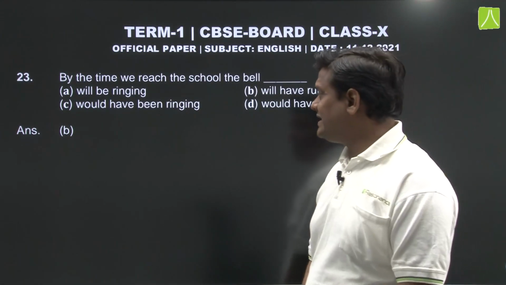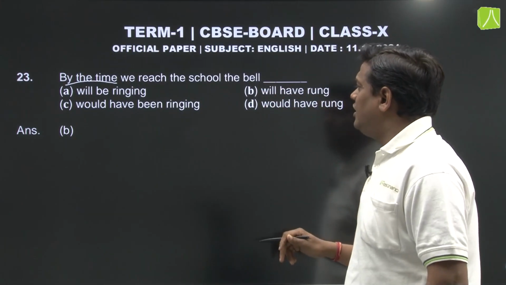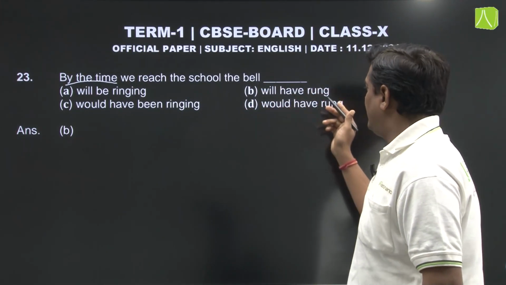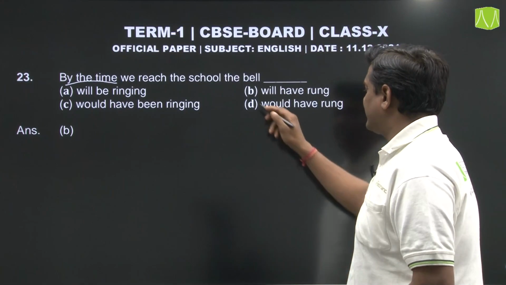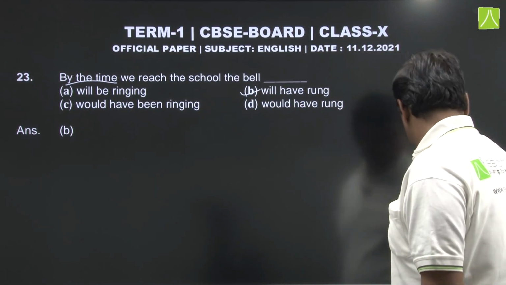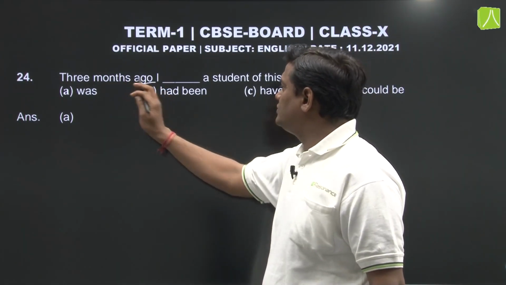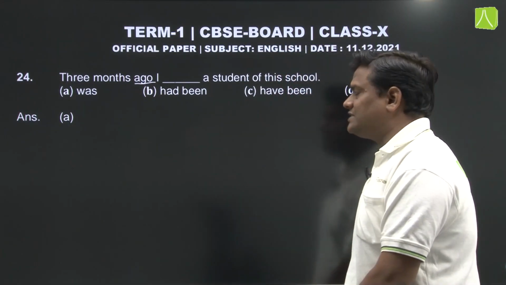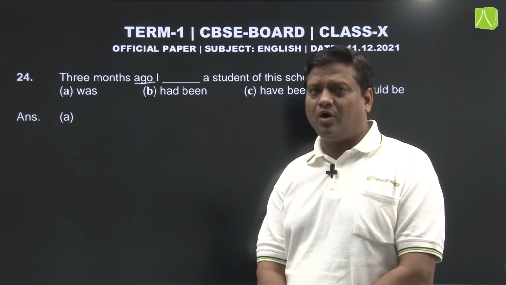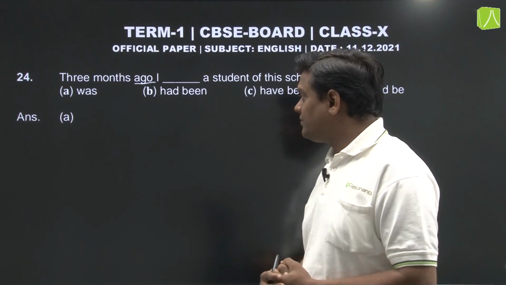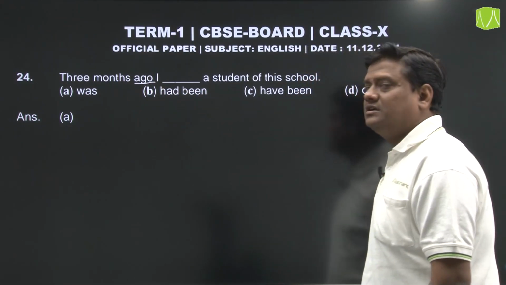Now question number 23. By the time we reach the school, the bell would have will be ringing, will have rung, would have been ringing, would have rung. So it is about future perfect tense, and the correct answer will be will have rung. Now question number 24. 3 months ago, I dash a student of this school. As we know that if in a statement we have time adverb ago, then the sentence will be of simple past tense. So here we will take was. 3 months ago, I was a student of this school.